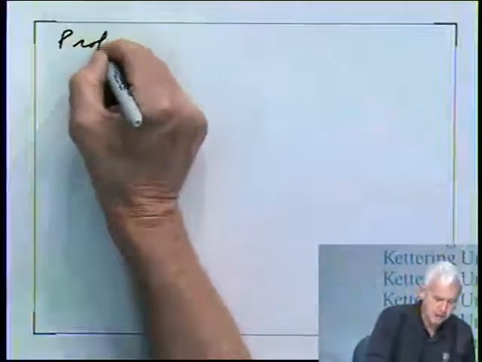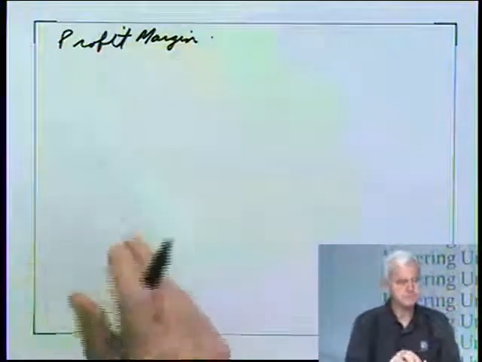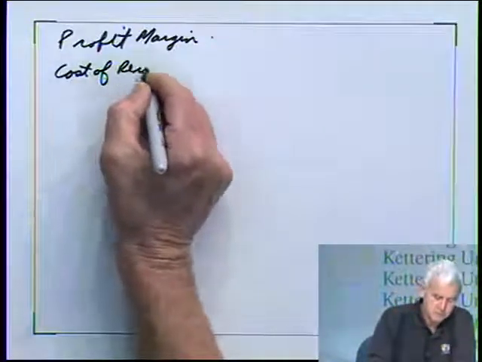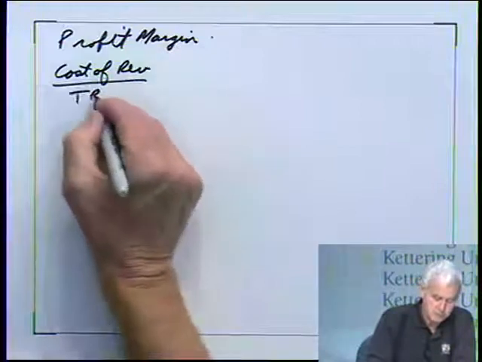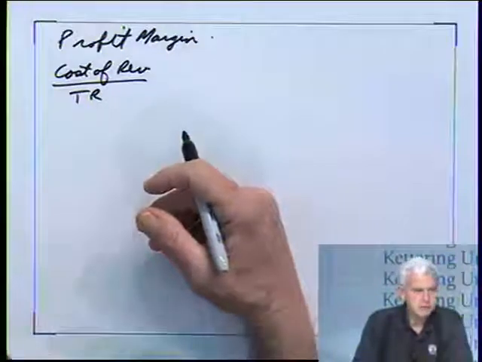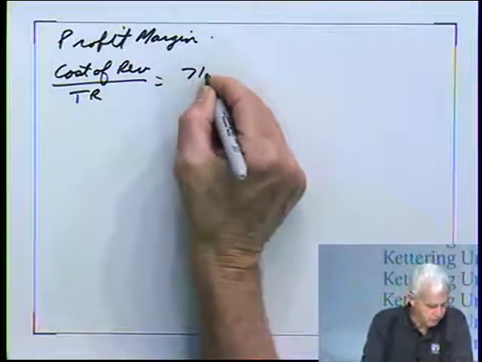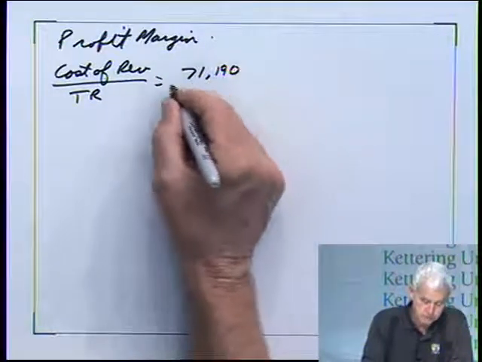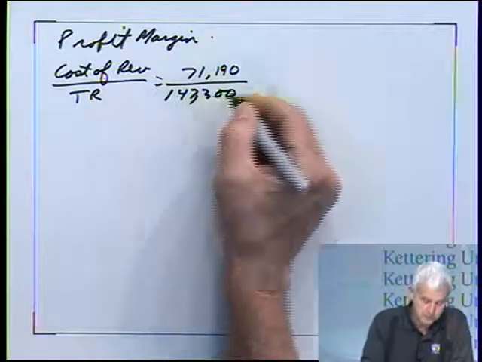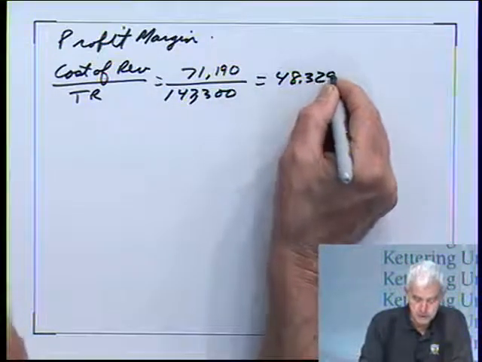Profit margin. What about the profit margin? Where did their money go? Analyzing that. It was cost of revenue over total revenue was the first one there. I'm going to go down each of the line items. Some of you are going to have a much smaller list, and some of you might have a little longer list. I've got 71,190 cost of revenue, 147,300, and that's 48.3299%.